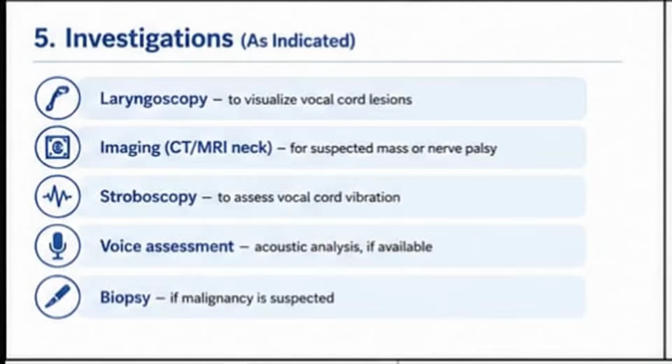Now, investigations. The most important investigation is laryngoscopy, which allows direct visualization of the vocal cords and larynx. Stroboscopy may be used to assess vocal cord vibration and subtle abnormalities. CT scan or MRI of the neck is indicated when a mass lesion, vocal cord paralysis, or malignancy is suspected. Voice assessment may be performed in specialized centers, and if a suspicious lesion is identified, biopsy is required for definitive diagnosis.